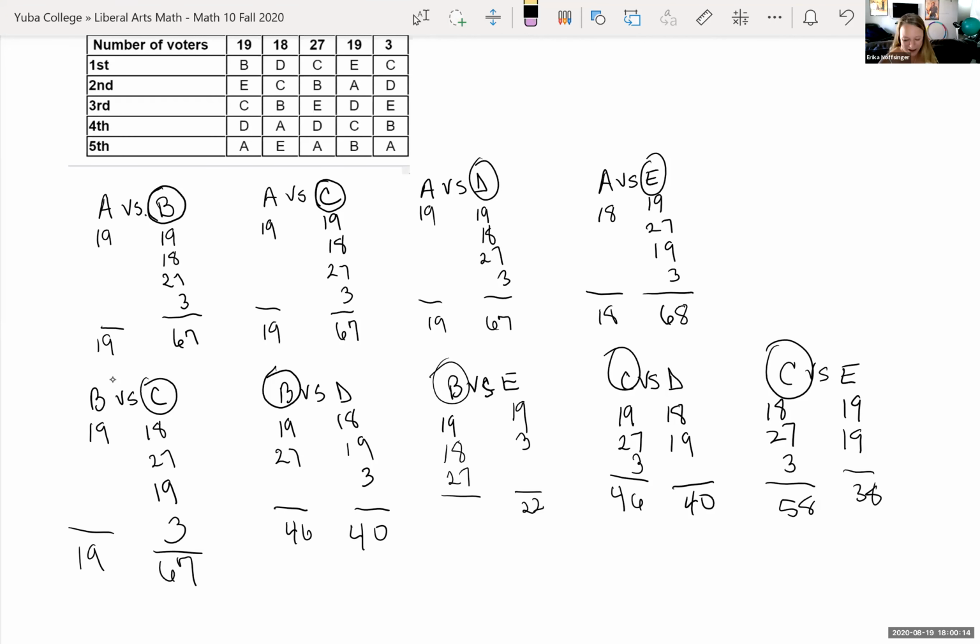Okay, I'm just watching the time click by, so I'm starting to pick up the pace, which means I'm probably going to make more errors, so I shouldn't do that. So this is 30, and 30 plus 19, that's 49. 18 plus, so that's 37. So only one more we've got to look at, and that is D versus E. E is a winner with 19. D is a winner with 18. E is a winner with 27. E is a winner with 19. And D is a winner with 3. And so E is the winner.